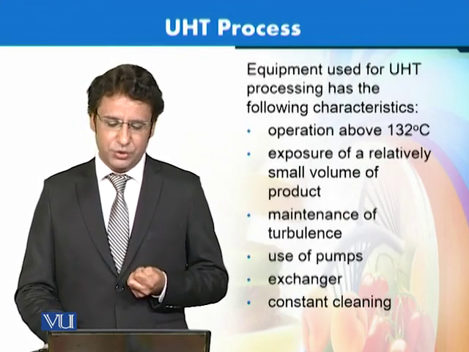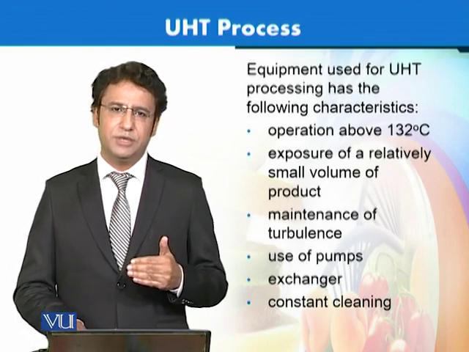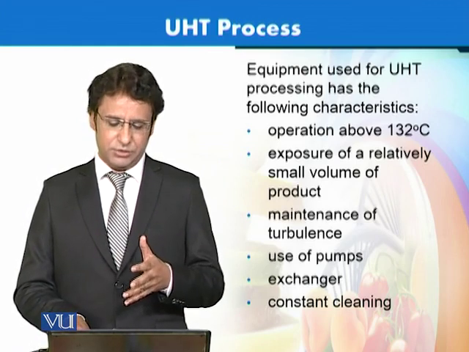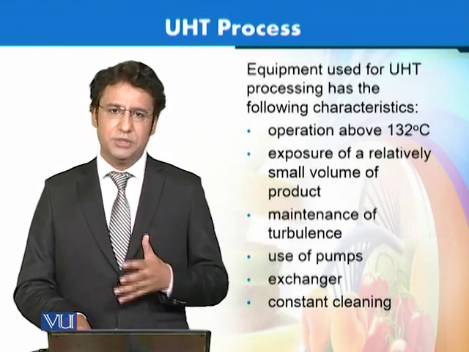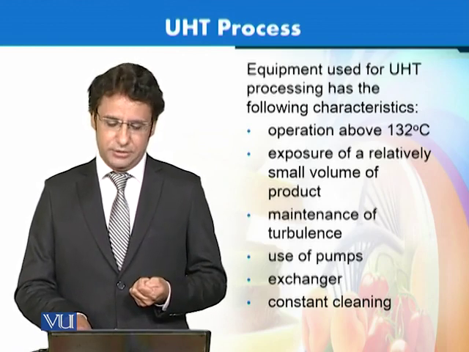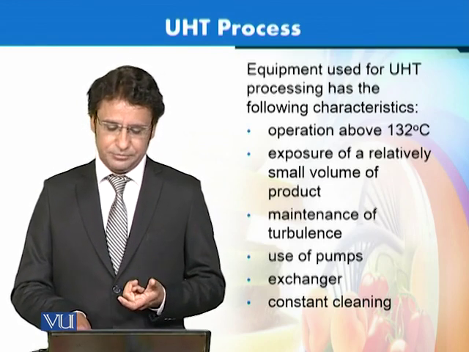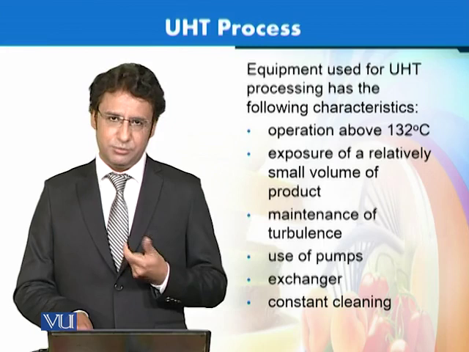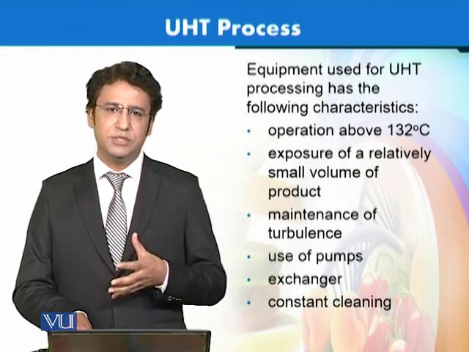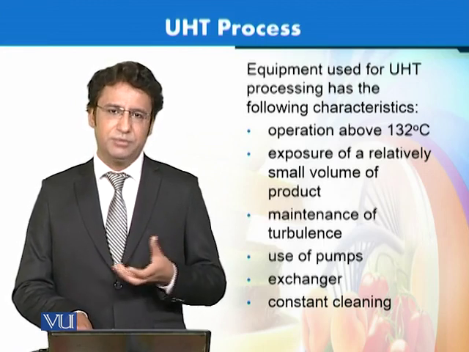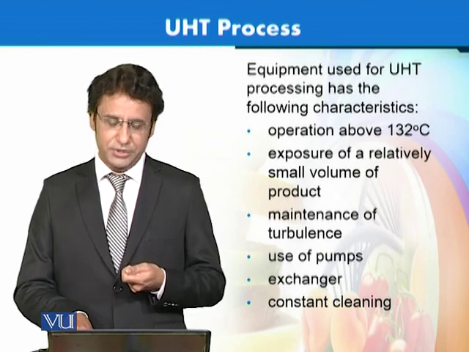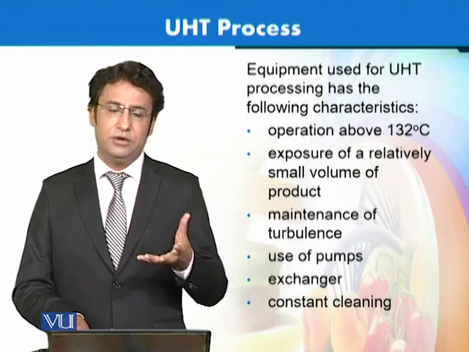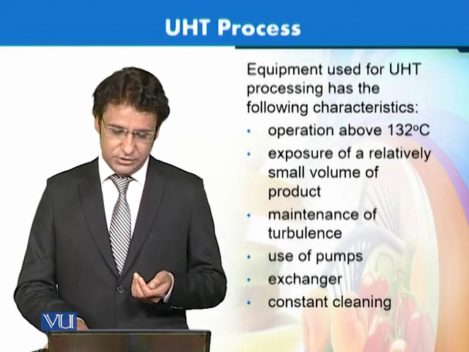Because high temperature is involved, the properties we look into for UHT processing are different. All the materials, equipment, and processing should be able to operate at more than 132 degrees C, and a relatively small amount of product should be exposed. We have to maintain turbulence in the flow within the pipes and equipment. We have to use pumps that can work at this high temperature. We need heat exchangers, and constant cleaning of the equipment is practiced during the processing.